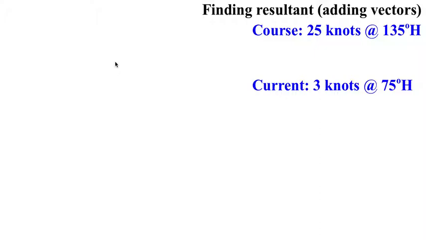The idea is we have some course we're going to steer, 25 knots at 135, something like that. And then the current is going to happen to us, a 75-degree heading, about 3 knots. And then what will happen is the resultant will end up being this, our purple vector. That's our resultant vector.